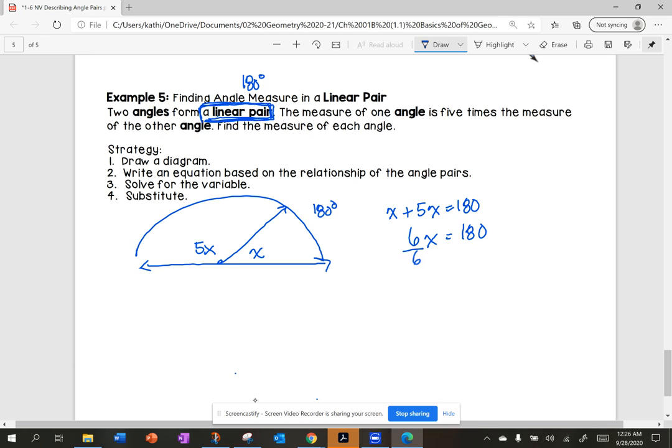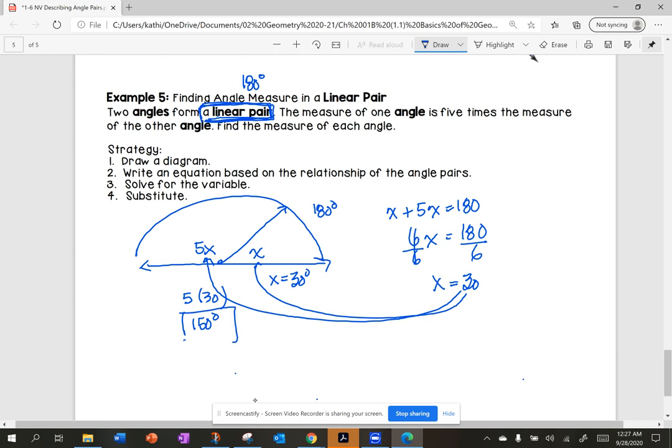Divide both sides by 6. And I get x equals 30. So now I'm going to substitute in, so I know x is 30 degrees. And 5 times 30 is 150. So my two angles, if I add these together, 150 plus 30 is 180, so I know I did my math correct. End of lesson.